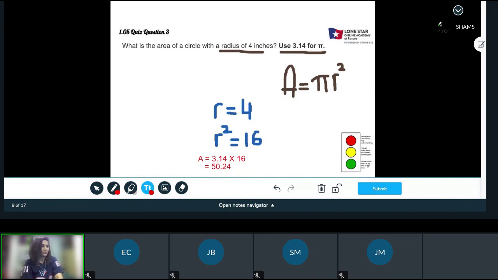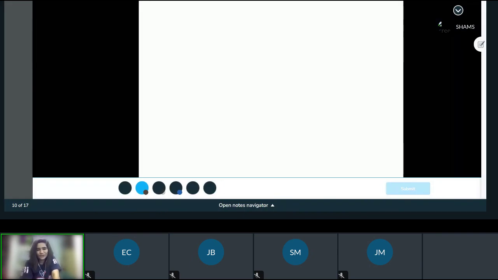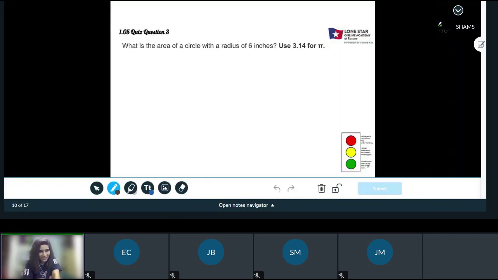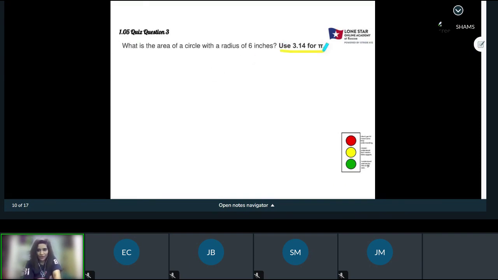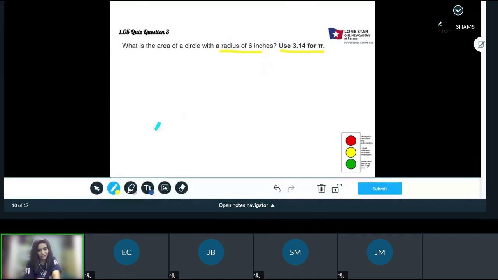Approximately 50 or approximately 50.2. Right? Same answer. Just back to back. So I told you, you can remember some of these answers because, again, same question if you remember. If you have these answers, you can use them in the quiz. You want to use 3.14 for pi, radius is 6. This is a question we have done before, right?